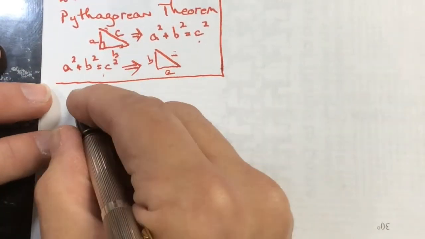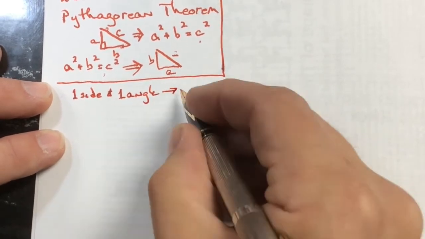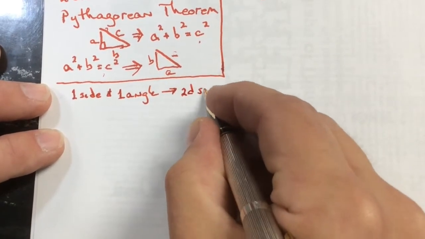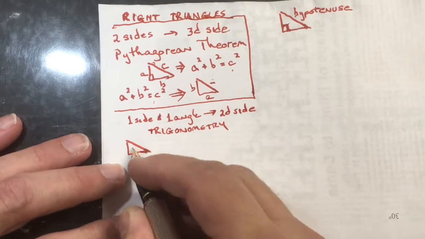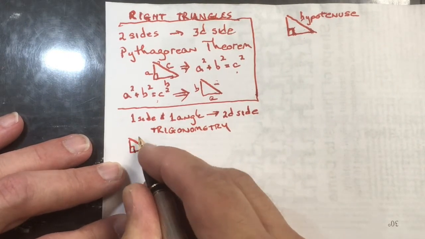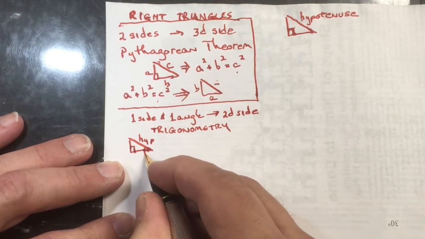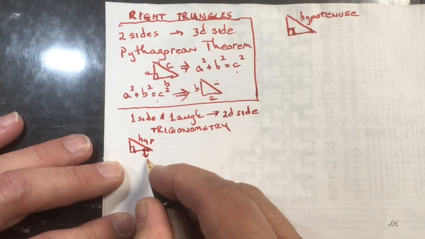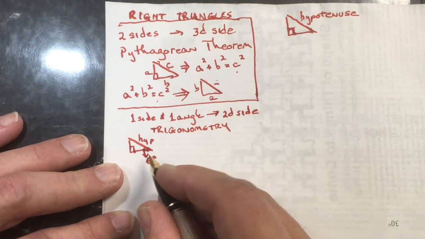If I give you one side and one angle, and I ask you for a second side, that's a trigonometry problem. So the first thing you have to be able to do, in addition to being able to identify the hypotenuse, is you have to know that if this is the angle that you're looking at, and somebody has given you the degree measure of that angle, and theta is the variable we usually use for angles.